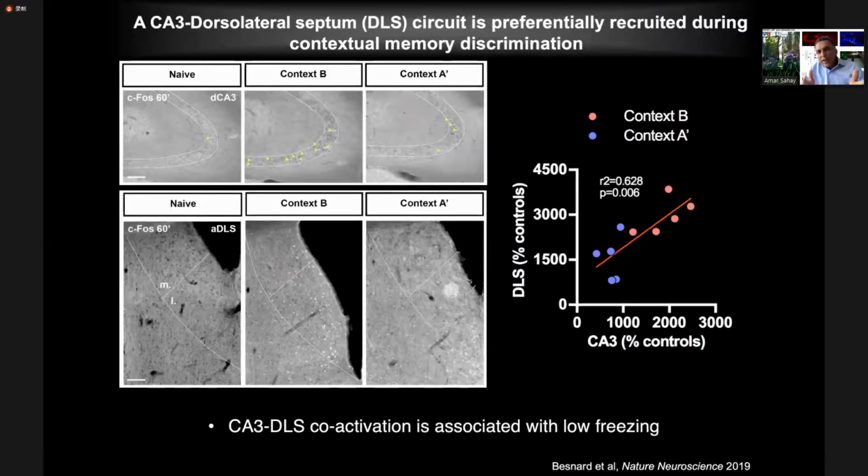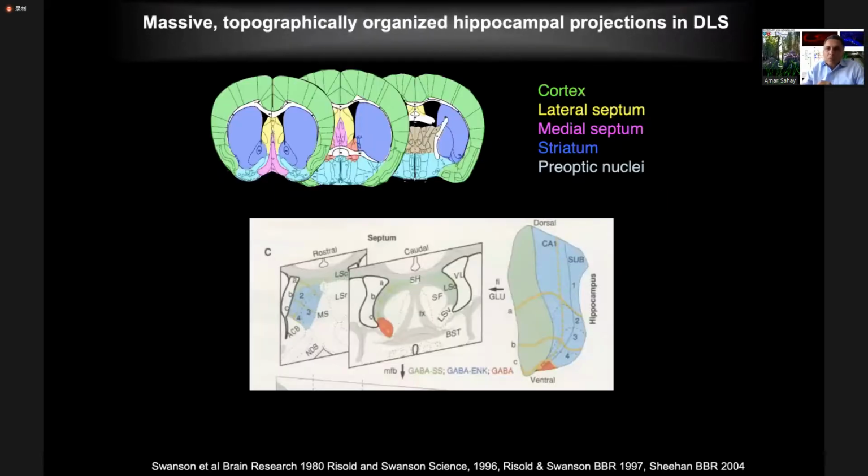Now, this finding was made in, let's say, early 2013. We were very excited by this observation because it reminded us of pioneering contributions made by Larry Swanson using neuroanatomical tracing approaches that essentially characterized robust, massive projections from different subregions of the hippocampus, beautifully topographically organized within the dorsolateral septum.